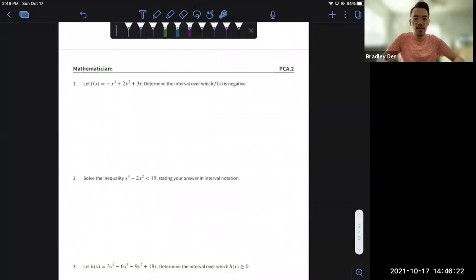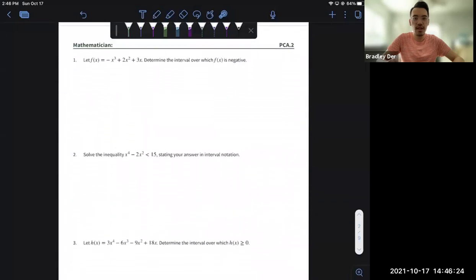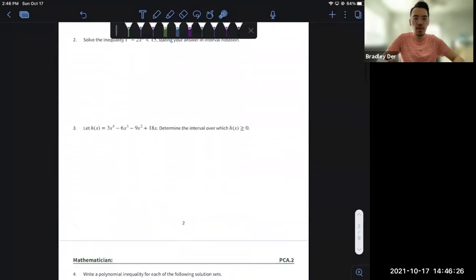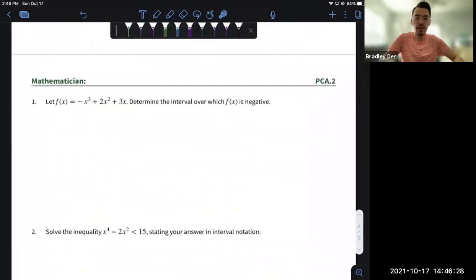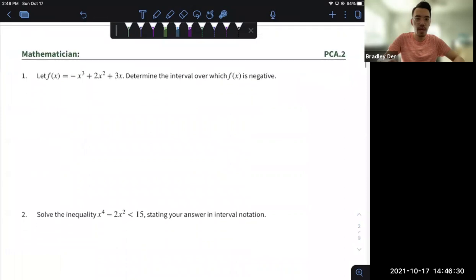All right, let's advance to page 2. The goal today is to get through pages 2 and 3, and then we can double back for the rest tomorrow. All right, let's take a look at this.